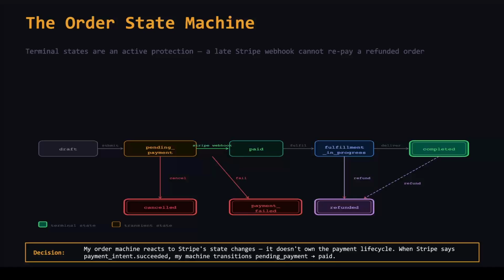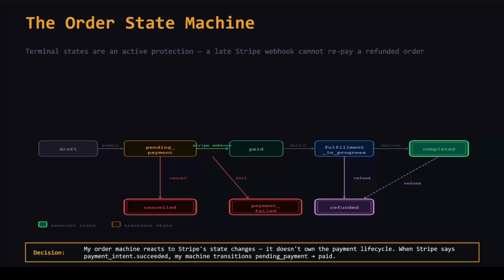This isn't just a diagram convention. Terminal states are an active protection against state machine resurrection. A late arriving Stripe webhook cannot repay a refunded order because there's no transition defined from refunded to paid. Without explicitly defined terminal states, a webhook that arrives 30 seconds late after a refund can bring a closed order back to life.